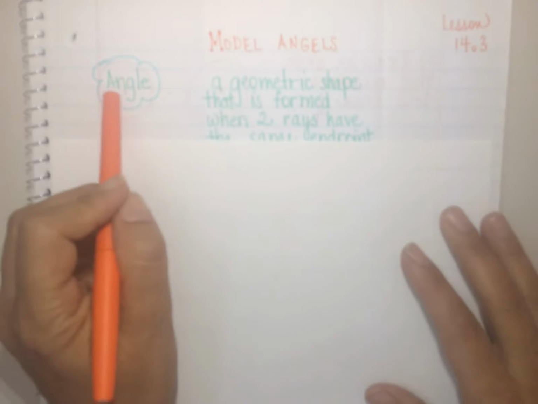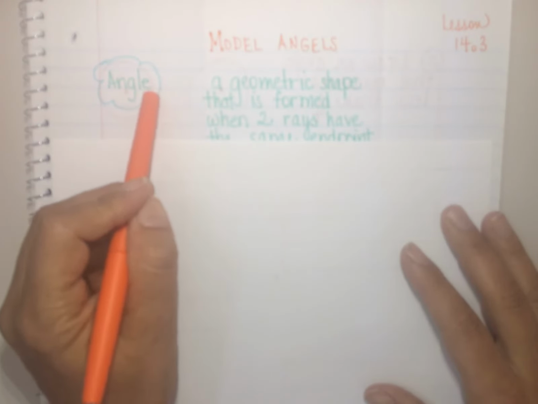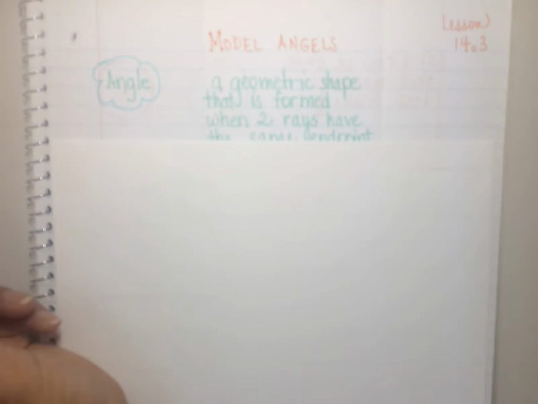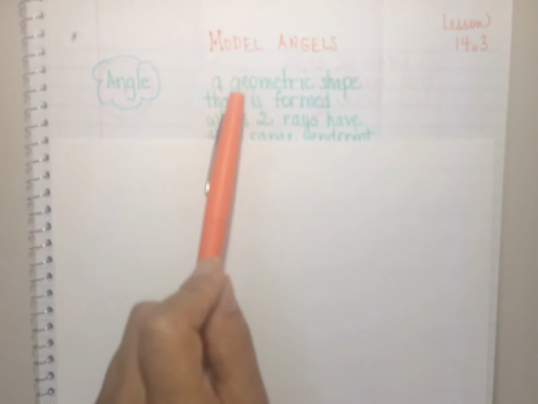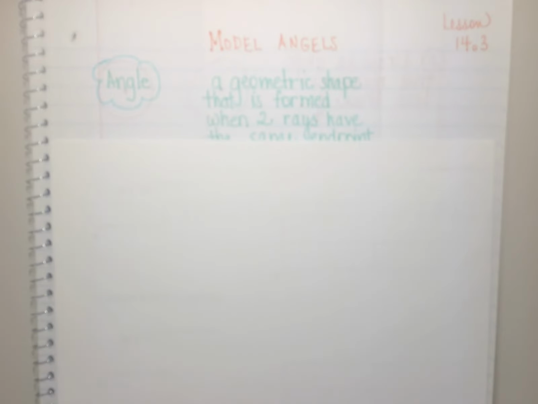We are going to model angles, lesson 14.3. Your first vocabulary word is angle, A-N-G-L-E, different from angel. It is a geometric shape that is formed when two rays have the same endpoint. Go ahead and draw that.